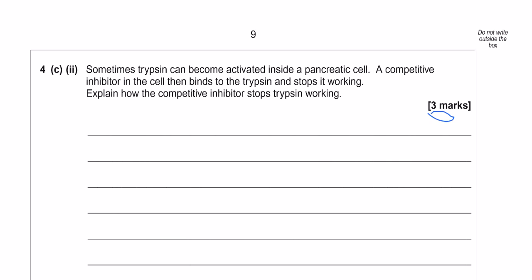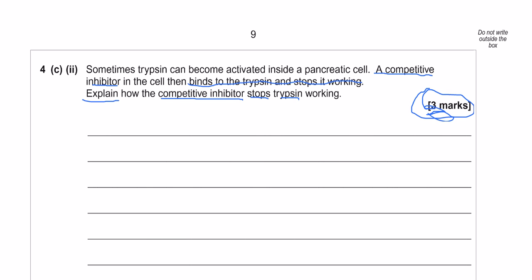Okay, this question, you got 3 marks here. So they're looking for 3 main points. It says sometimes trypsin can be activated inside a pancreatic cell, and a competitive inhibitor in the cell then binds to the trypsin and stops it working. So it's explain how the competitive inhibitor stops trypsin working.